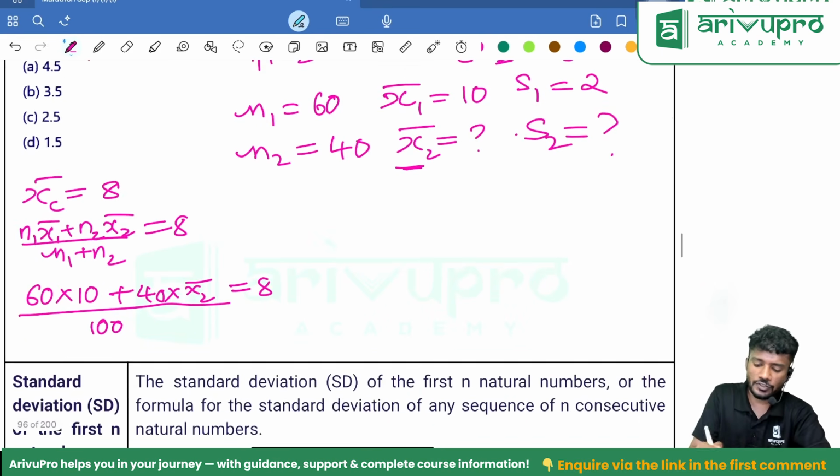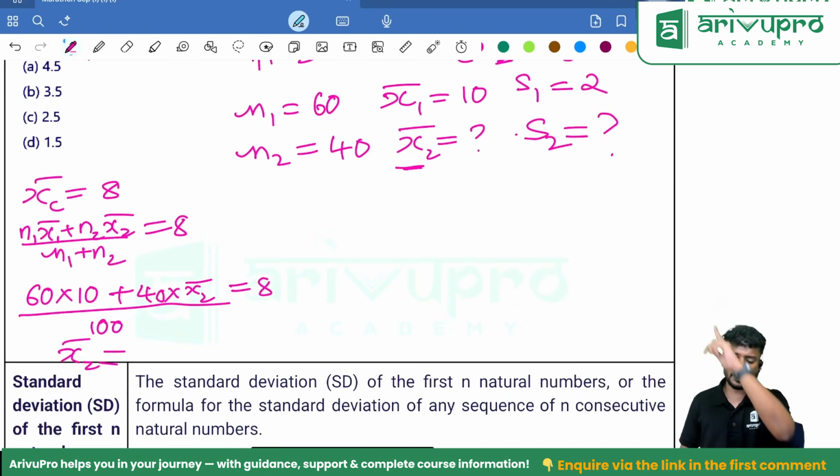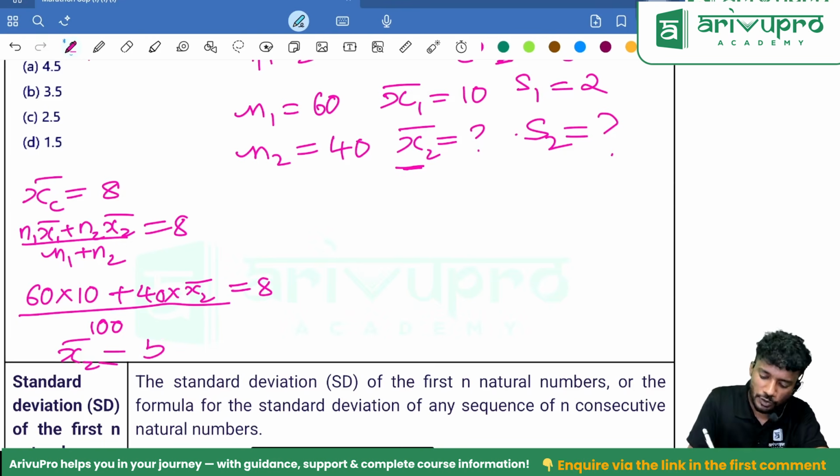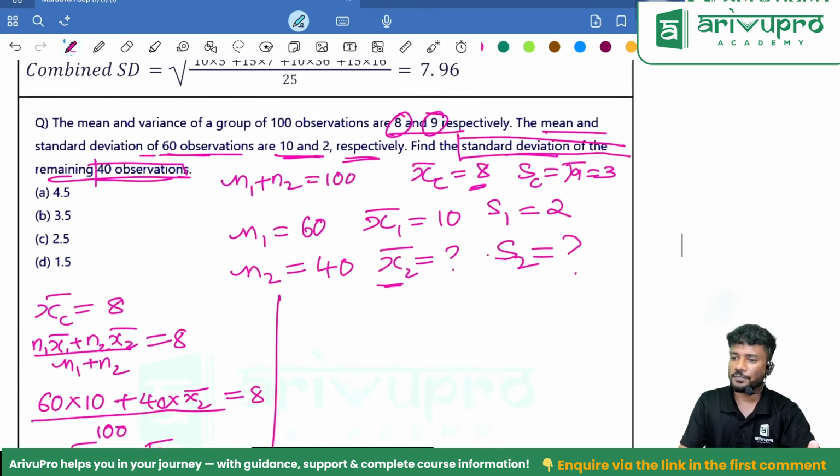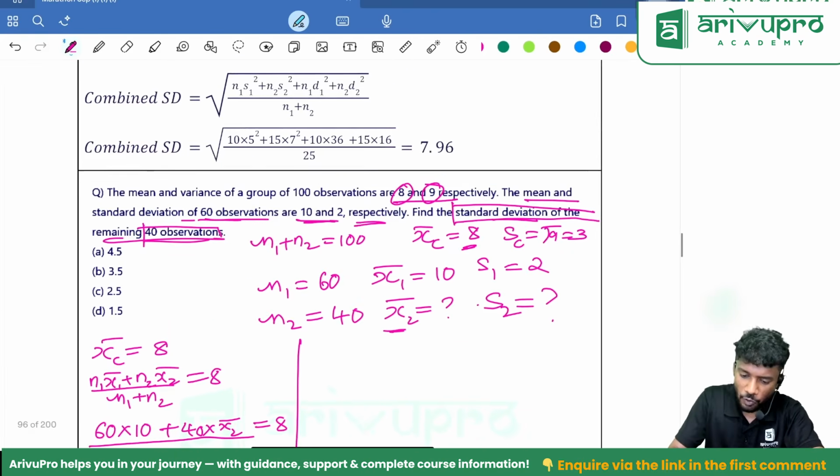Get me the value of X2 bar, everyone. Cross multiply and get me the value. How much is it? 800 minus 600 divided by 40. That is 200 by 40. That is equal to 5. X2 bar is 5. Now, do you have things to find the value of that? Yes, we have the formula also.